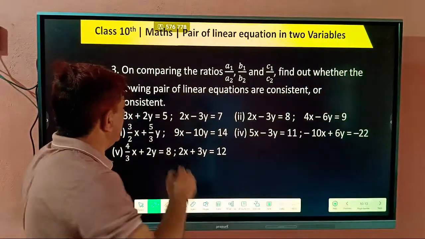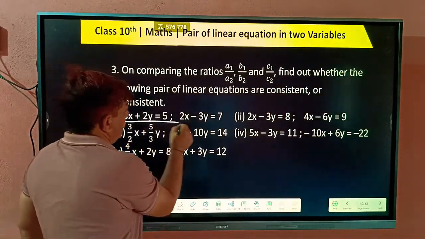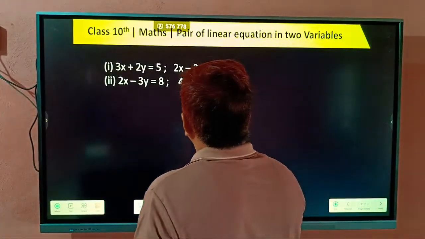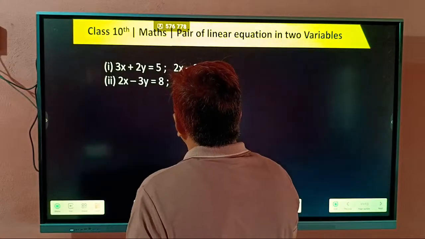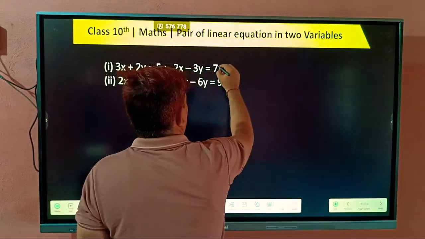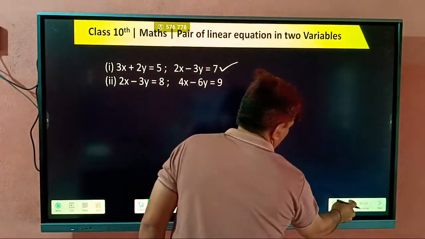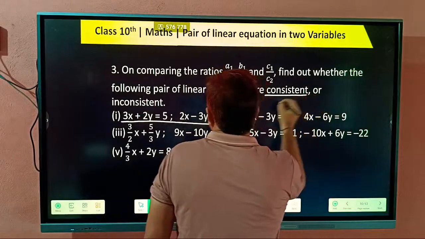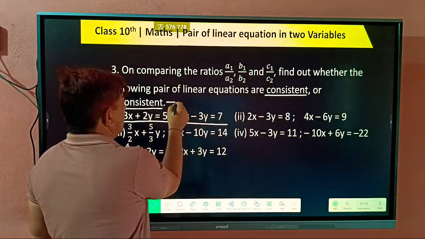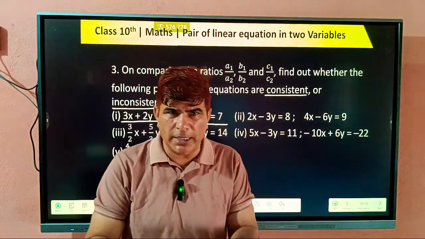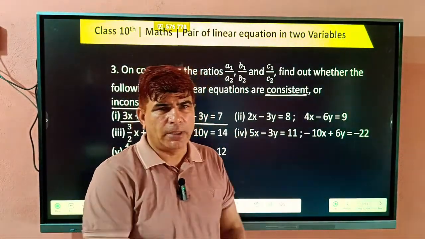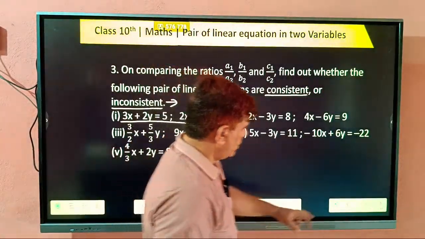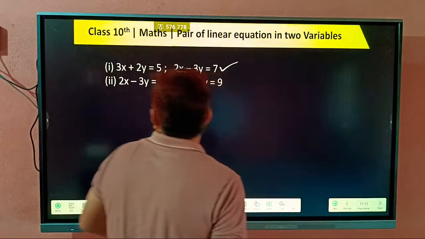So this first part we are taking. We have to tell whether they are consistent or inconsistent. First, understand: if their solution exists, it means consistent. If their solution does not exist, they are inconsistent. Got it? So next, check this.